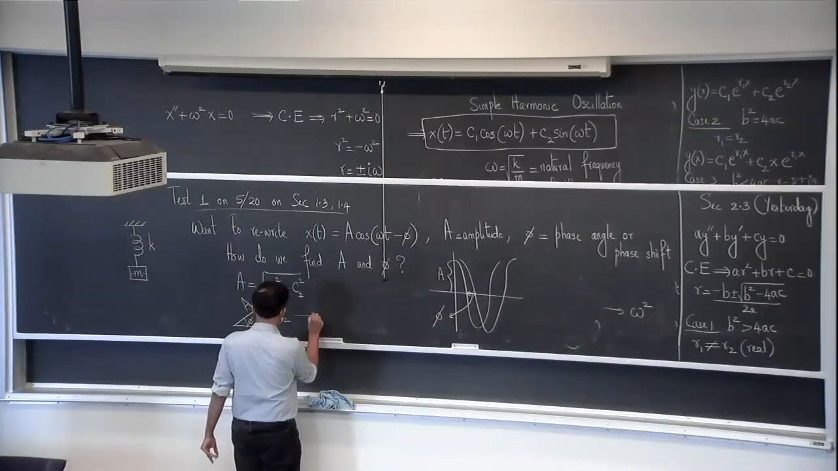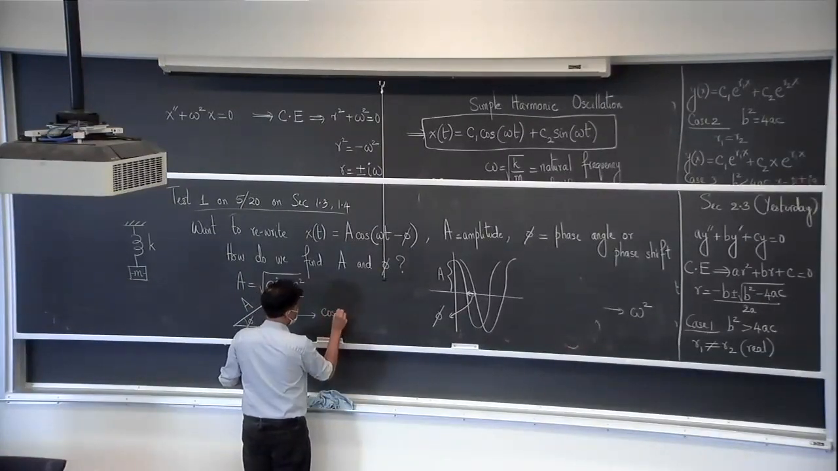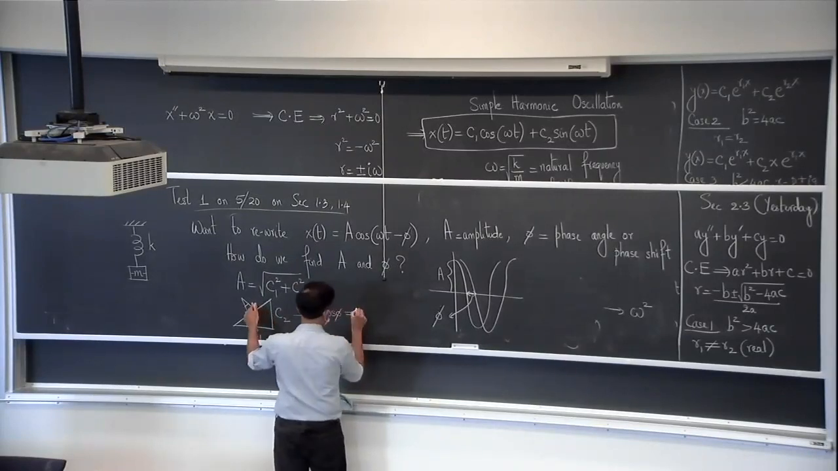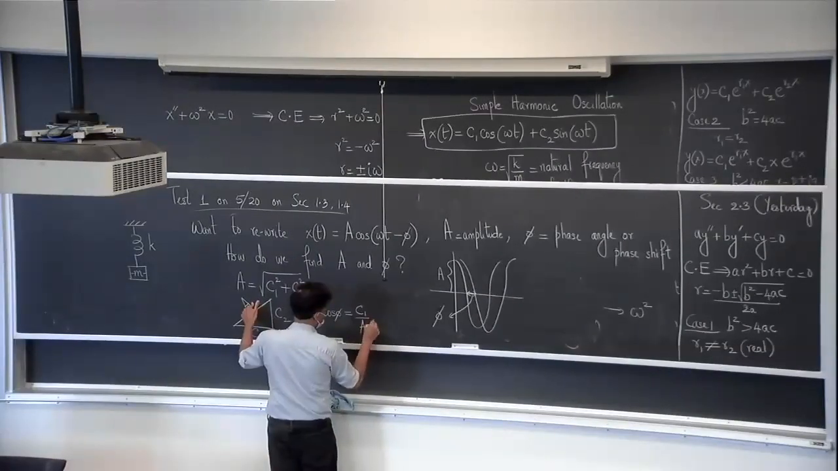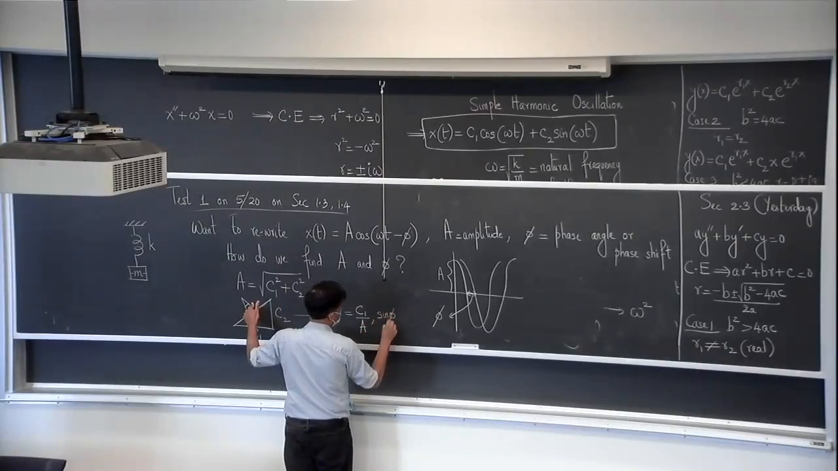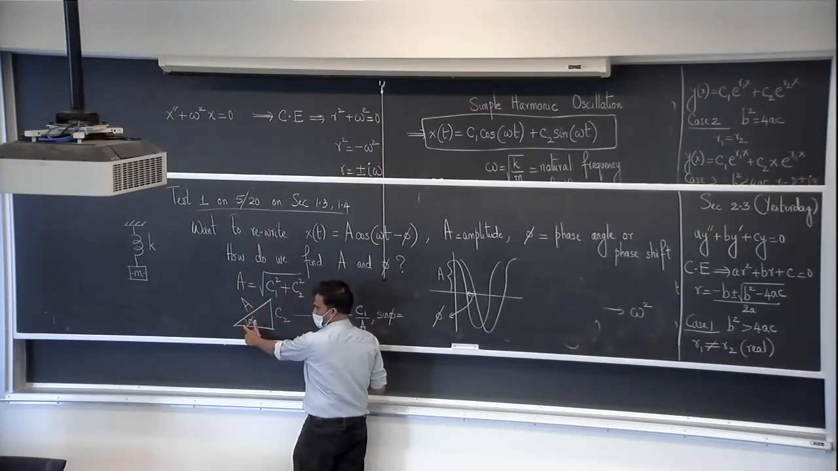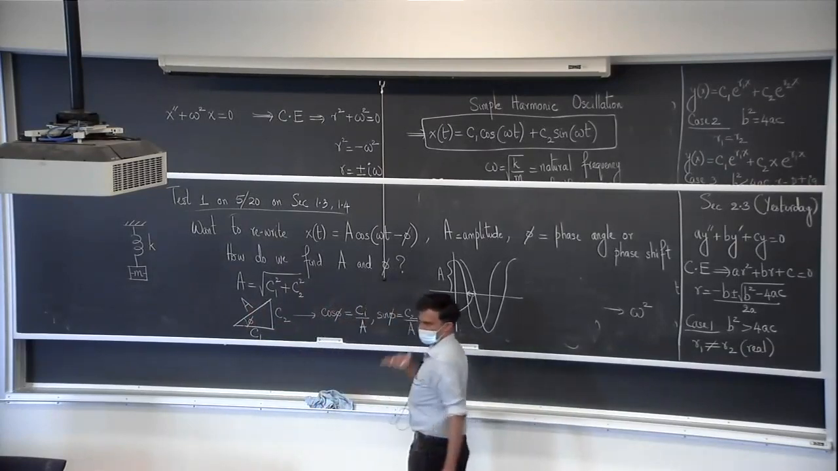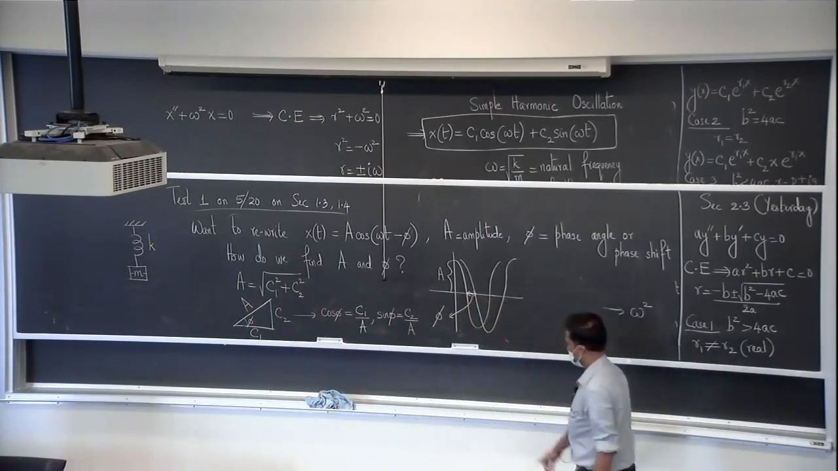From here, you could write cosine of phi, which is the adjacent side over the hypotenuse, that is C1 over A, and sine of phi is the opposite side over the hypotenuse, which is C2 over A. From your high school, or whenever you first learned your sine cosine relationships.